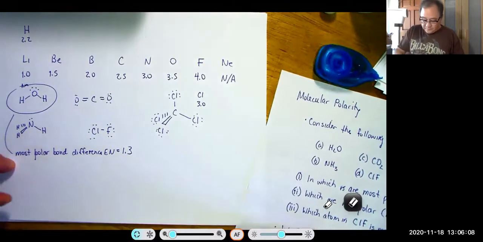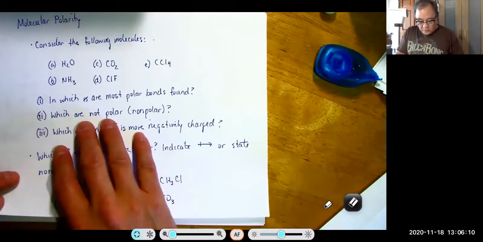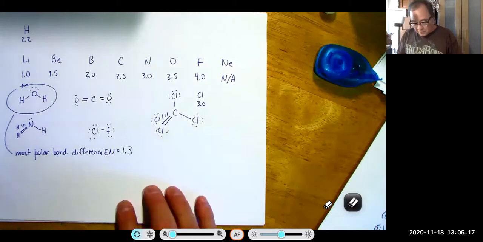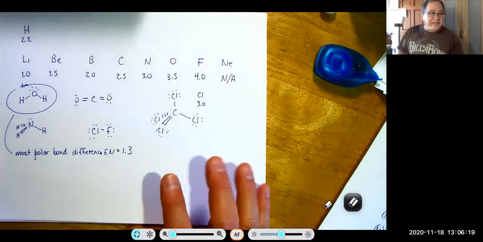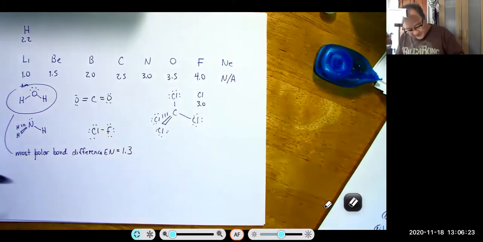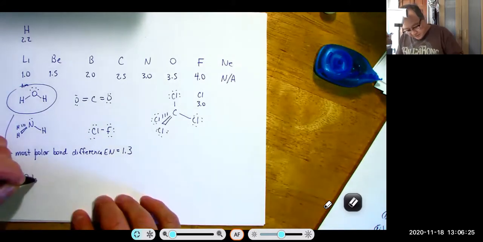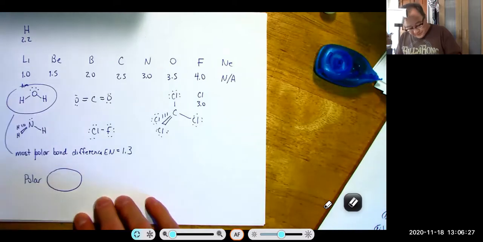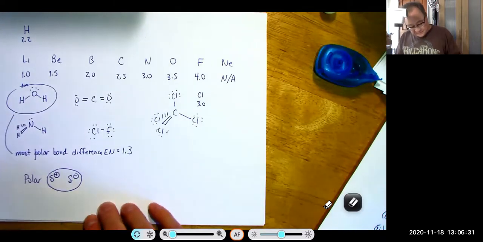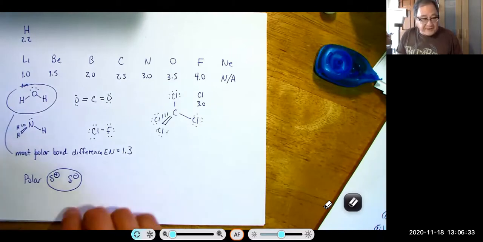Okay. Which of these molecules are nonpolar? So which of the molecules are nonpolar? Nonpolar means that you don't have, well, polar means this, that when you look at the molecule as a whole, you have a slightly negative side and a slightly positive side. Nonpolar means you don't have this.